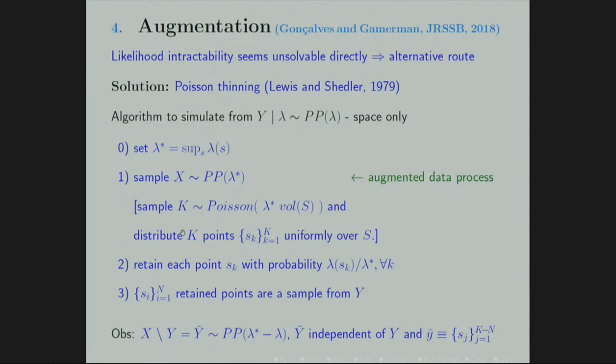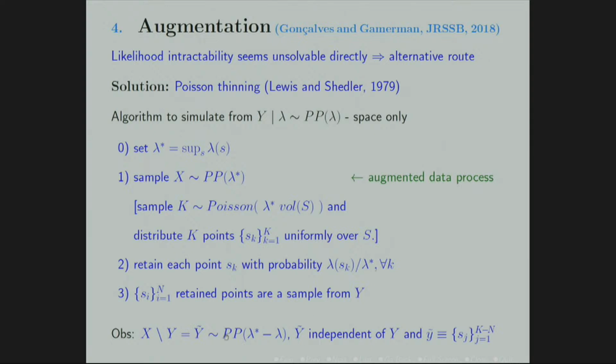And then you sample it, and you get all the points and distribute them uniformly over the entire region. So it's a very easy way to sample from this homogeneous Poisson process. And to sample from this varying intensity function, all you have to do is retain each of these capital K points with a probability proportional to the intensity. The higher intensity values are more likely to be sampled, and the low intensity ones are more likely to be discarded.